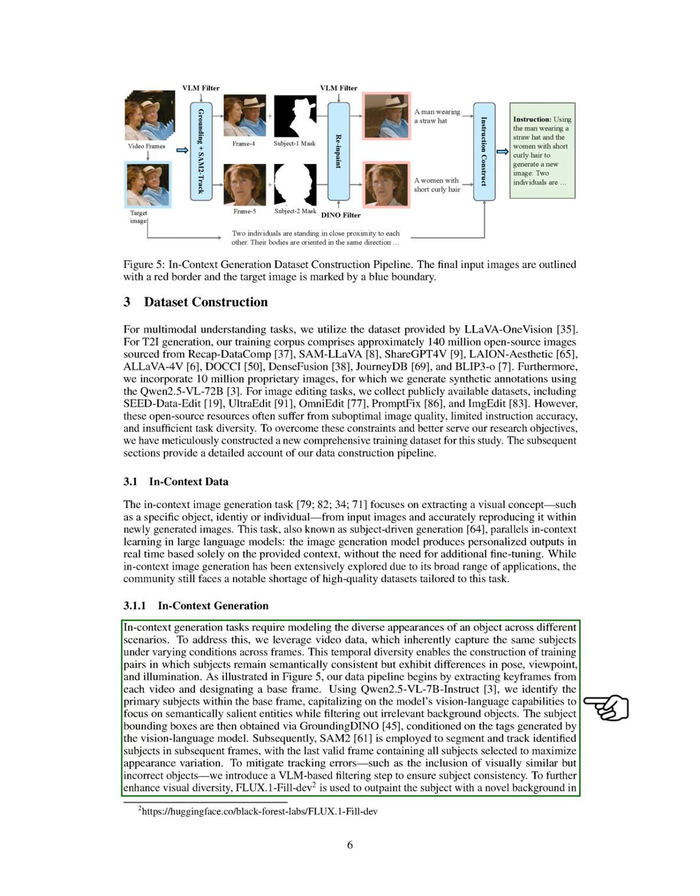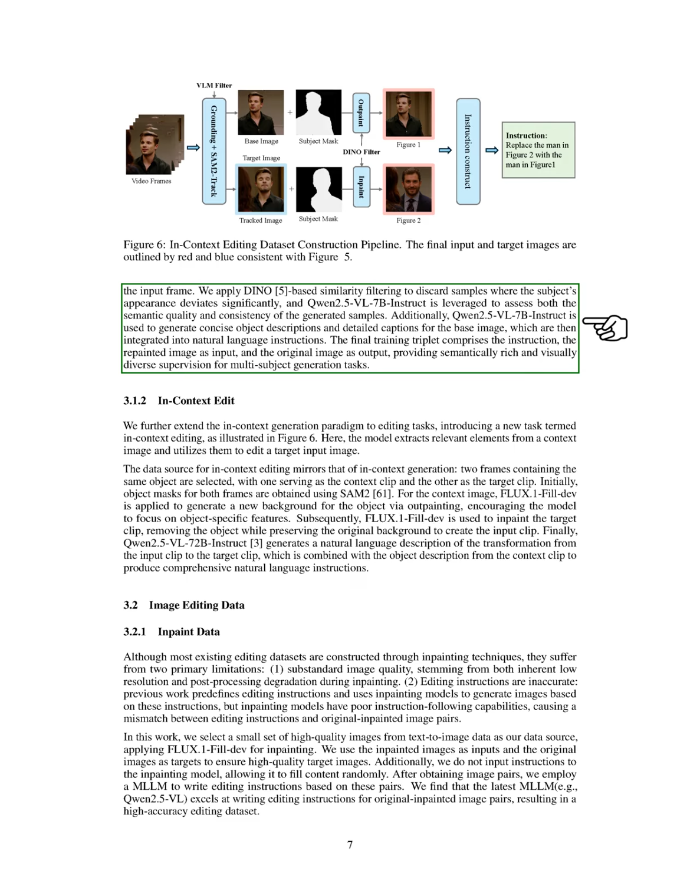To enhance visual diversity, we outpaint the subject with a new background in the input frame. We also filter out samples where the subject's appearance varies too much and assess the quality and consistency of the generated samples. Additionally, we generate concise object descriptions and detailed captions for the base image, which we integrate into natural language instructions. The final training triplet consists of the instruction, the repainted image as input, and the original image as output, providing rich and diverse supervision for multi-subject generation tasks.